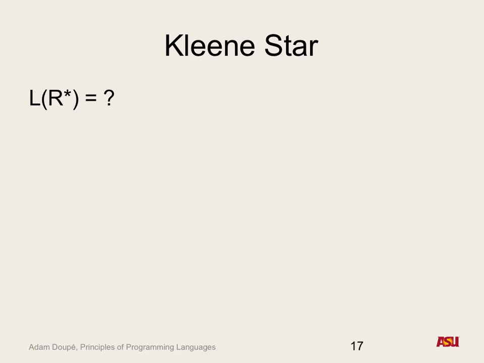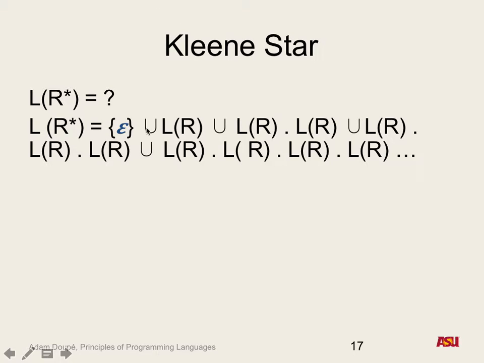A language. Yes, we're defining a set of strings. So what is the language described by the regular expression R star? Zero or more times, so what's going to be in that set? Zero repetitions: epsilon. We're going to union that with the language described by just R, which is one repetition. Two repetitions would be L(R) concatenated with L(R). Union that set with L(R) concatenated with L(R) concatenated with L(R), and so on and so forth until infinity. So that's intuitively what we want to do here.